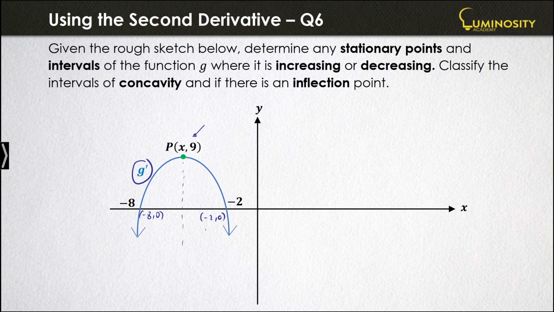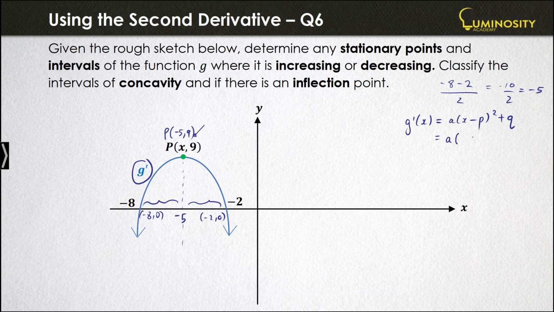So halfway between -8 and -2, so that's -8 minus 2, over 2, so that's -10 over 2, which is -5. So at x equals -5, that's 3 units away from each x-intercept. So this point here, P, is (-5, 9). So we can write it in vertex form. Well, not f, rather, this is g prime. So g prime of x equals a times (x minus p) all squared plus q. But we know p and q already, so it's a times (x plus 5) squared, because if I put -5 here it becomes 0, and then plus 9.